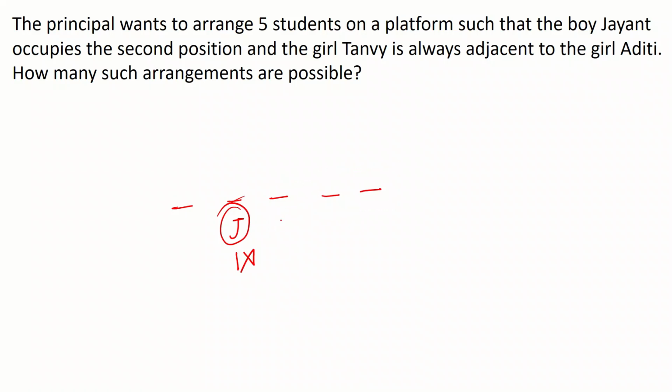Alright, so if they sit in these two places, then they can arrange themselves in 2 factorial ways. Or if they sit in these two places, they can still arrange themselves in 2 factorial ways. So Tanvi and Aditi can sit in 2 factorial times 2, which is 4 ways. And then the remaining 2 students, because Tanvi, Jayant and Aditi are already seated, can be arranged among themselves in 2 factorial ways. Okay, so the total number of permutations is 4 times 2 factorial, which is 4 times 2, which is equal to 8. So this is the answer.